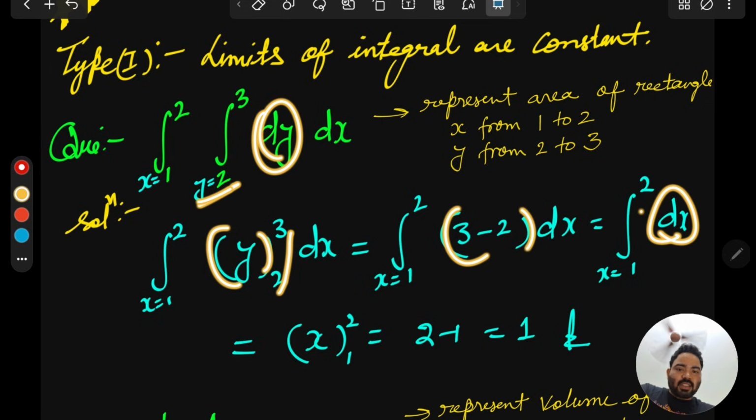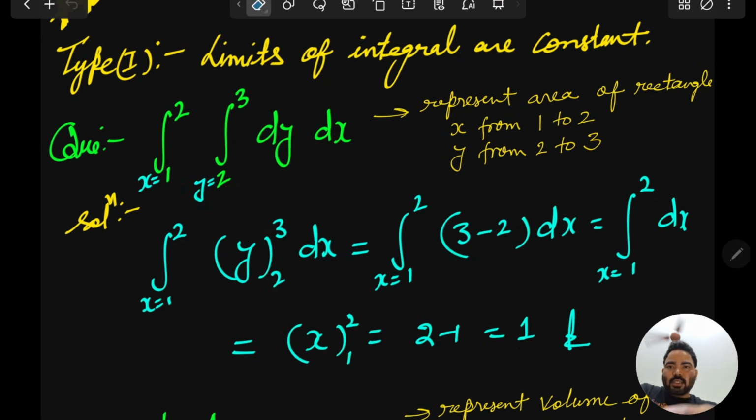Now x is remaining. Integration of dx is x. Now put the limit. So this will give you upper limit minus lower limit. This will give you 1. So that is how you can solve the double integral if limits are constant. Now let's see the next question.